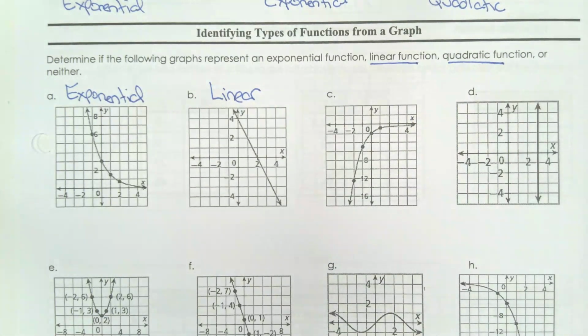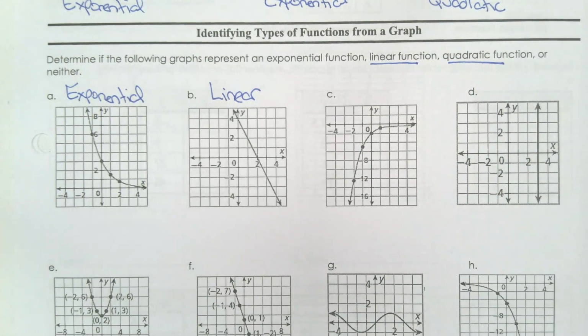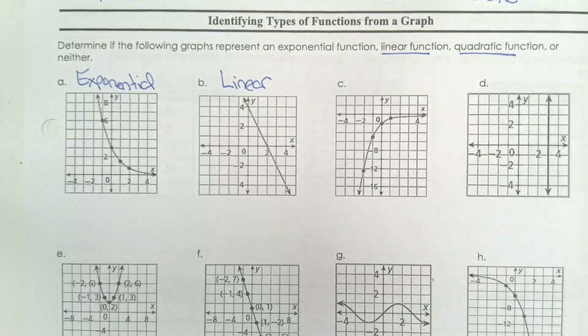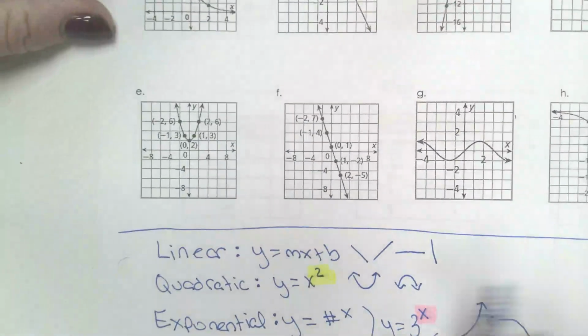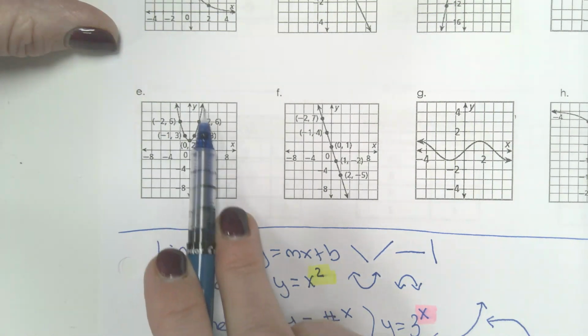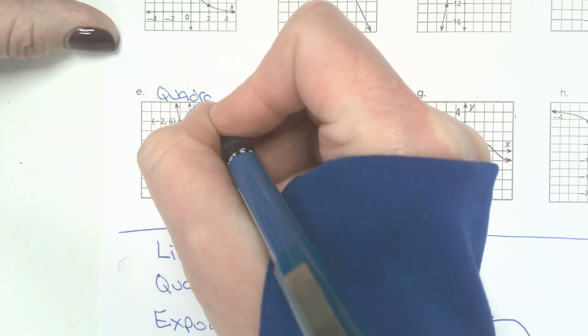Now look and pick out the quadratic. Where do you find the quadratic? AJ? One more time. Like which one? Yes. C, D, E, F, G, or H? E. E down here, so he sees a U, he sees a parabola, therefore that is the example of a quadratic.